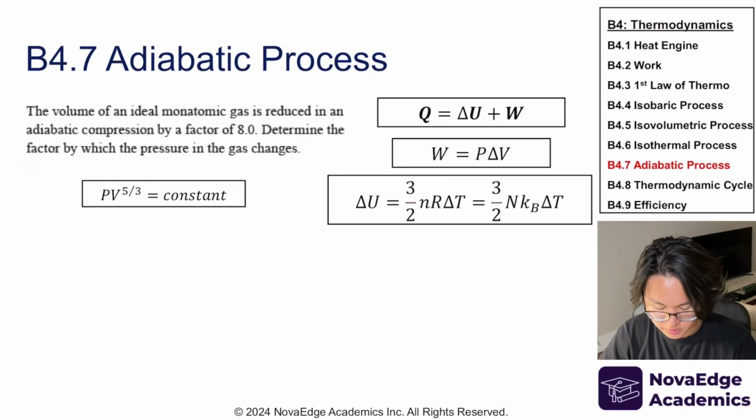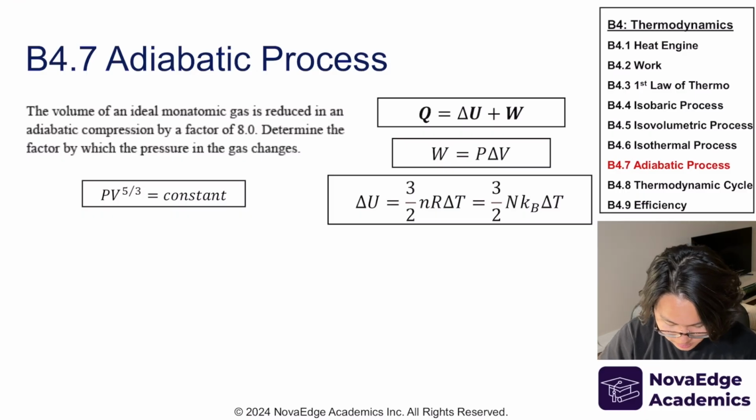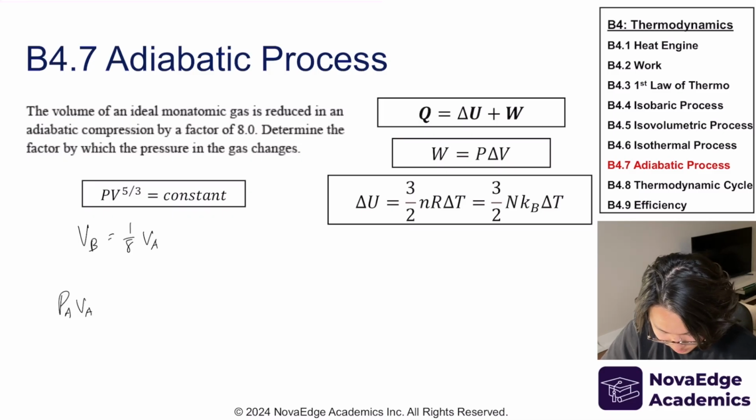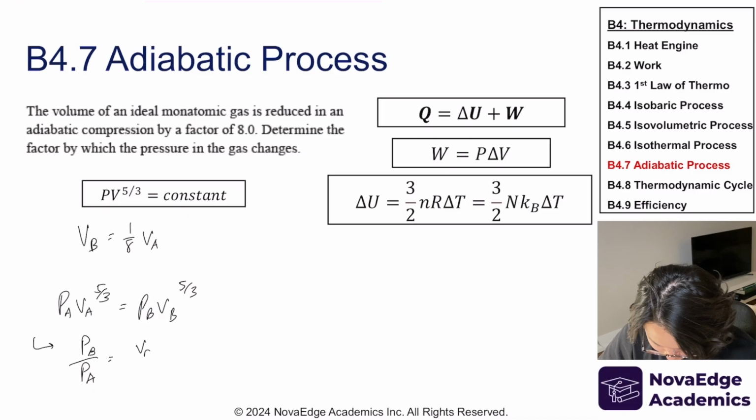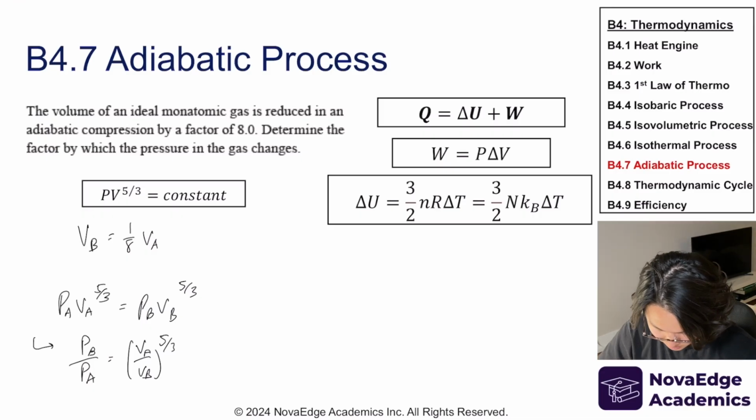So the volume of an ideal monatomic gas is reduced in an adiabatic compression by a factor of 8.0. Okay, that means that VB is 1/8 of VA, right? We also know that PA, VA to the power of 5 over 3 is equal to PB, VB to the power of 5 over 3. So let me rearrange this. If I rearrange this, I know that PB over PA is equal to VA over VB to the power of 5 over 3. I hope you agree with this. And if I just plug in, VB is equal to 1 over 8.